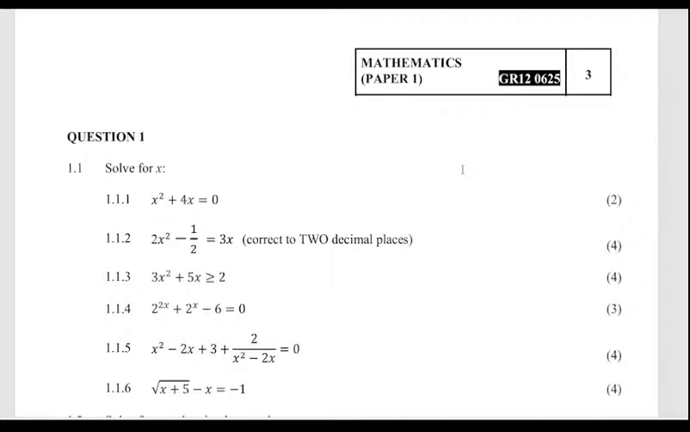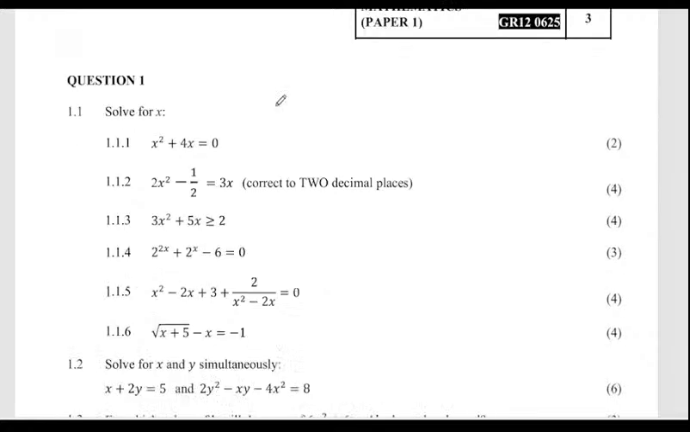So with question 1, which is the algebra. We have 1.1.1 where they want us to solve for x, and we have a quadratic. So step number 1, we have to just take out what is common. Factorize this. So I'll say x into x plus 4 is equal to 0, meaning that my first x will be 0, or my second x must be negative 4.